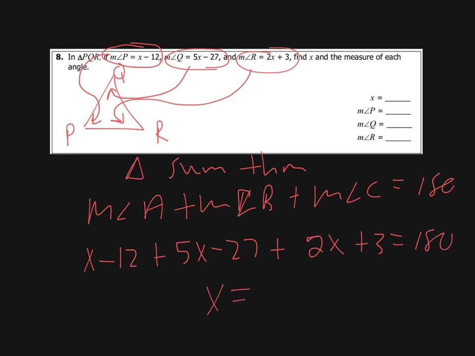Solve for x, put that there, substitute into each algebraic expression the value of x, and get the three angles that are missing. And keep in mind that all three of those should add up to 180. That's how you'll know that all of your algebra went well. Go ahead, press pause, and solve that one.